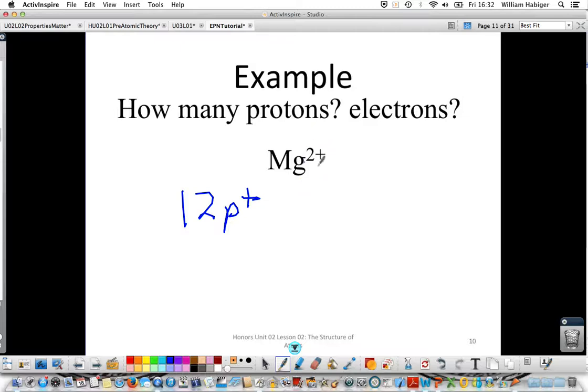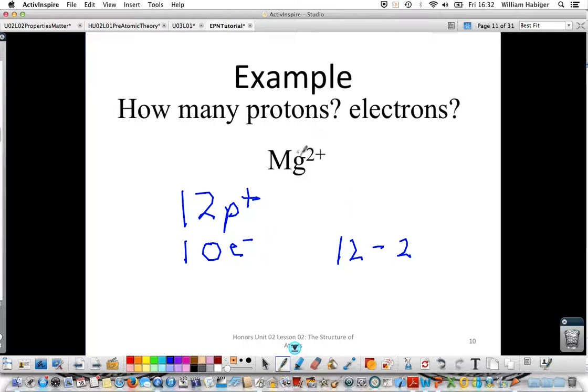But it has a charge, okay? So remember, the number of electrons is equal to the protons minus the charge. So it's going to be 12 minus a positive 2, so it's just going to be minus 2, which means it has 10 electrons.